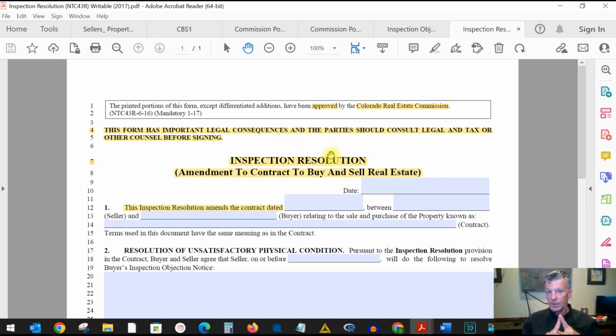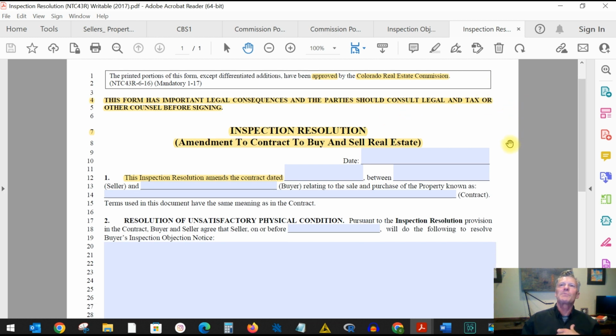So let's jump over right now to the inspection resolution. You got the seller disclosure. You made all of your inspections, general or specific. You sent over an inspection objection notice by the date in the contract. And you and the seller are now working out everything. You might discuss it a little bit verbally. I know verbal's scary. That's why we're going to put it in writing. Once you've worked out all the details on who's going to do what, by when, and for how much, you're going to put that in here. And as always, approved by the Colorado Real Estate Commission. Legal and tax advice, please.